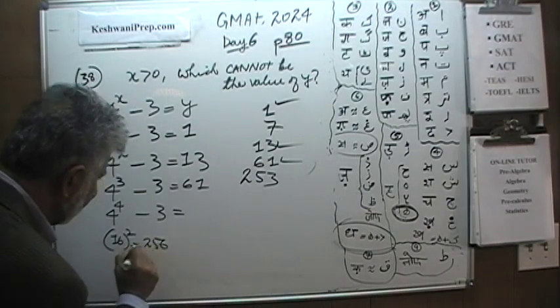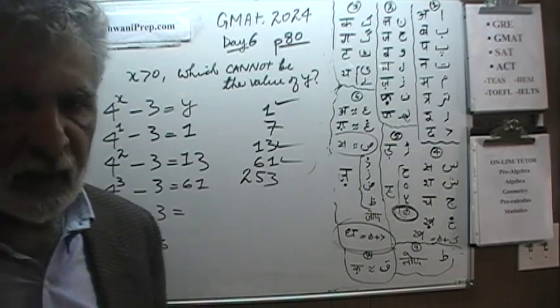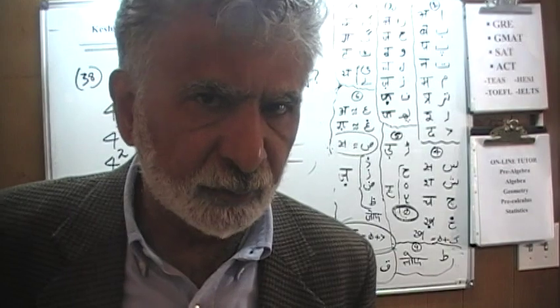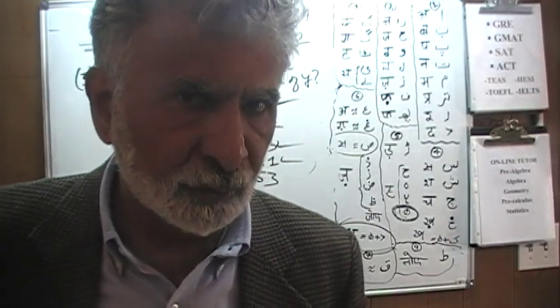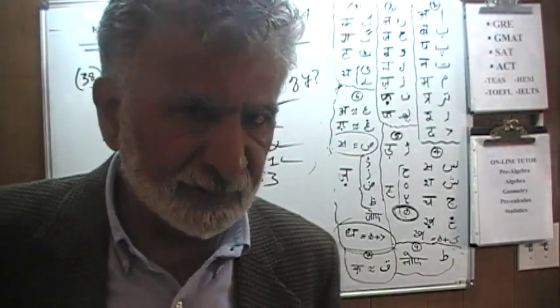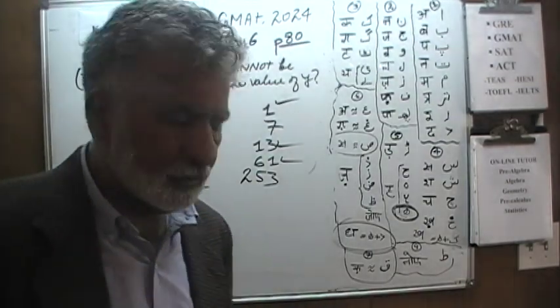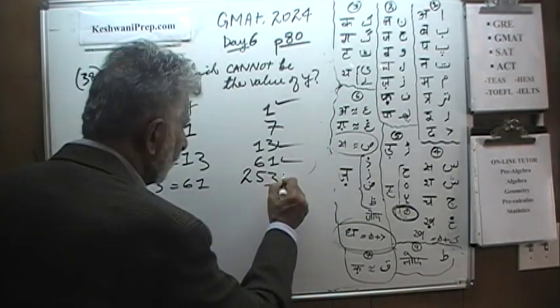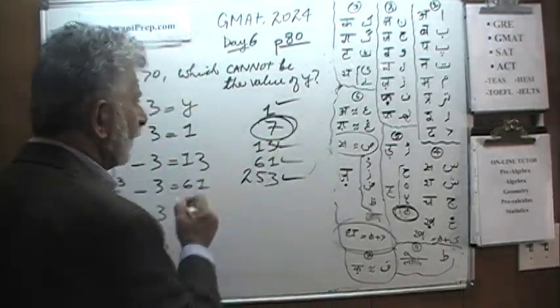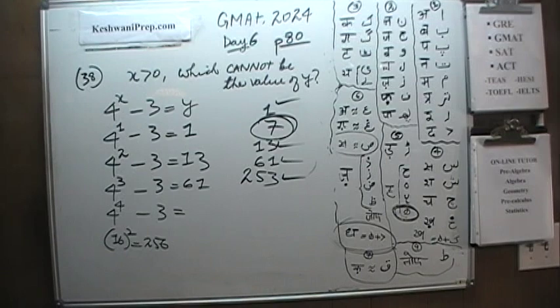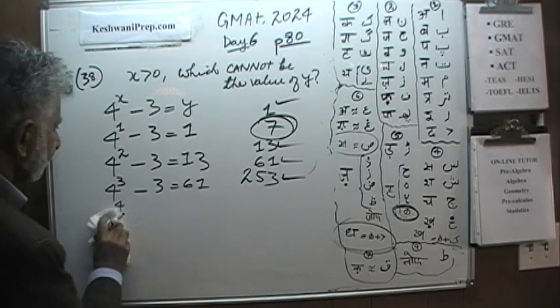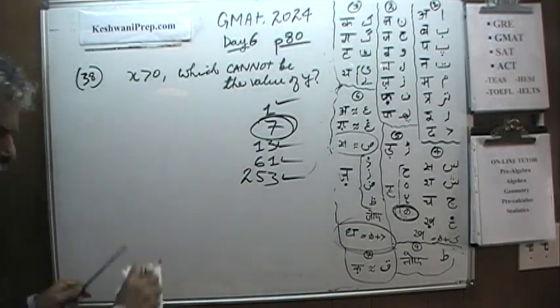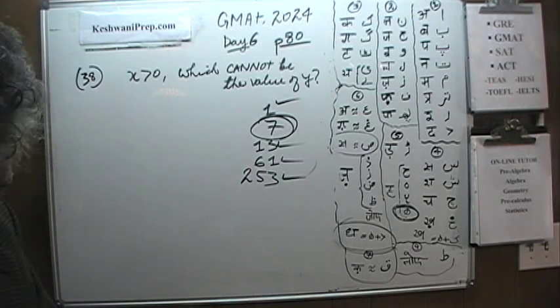is 256. You have to know your squares by heart, 1 through 20. You must know your squares for the exam. There are some things that you have to know by heart. It makes life easier. It makes things flow quicker. 16 squared is same as 4 raised to 4, which is 256 minus 3 is going to be 253. So that one works. The only thing that does not work is 7. That's the answer. Know your squares. Do you understand?